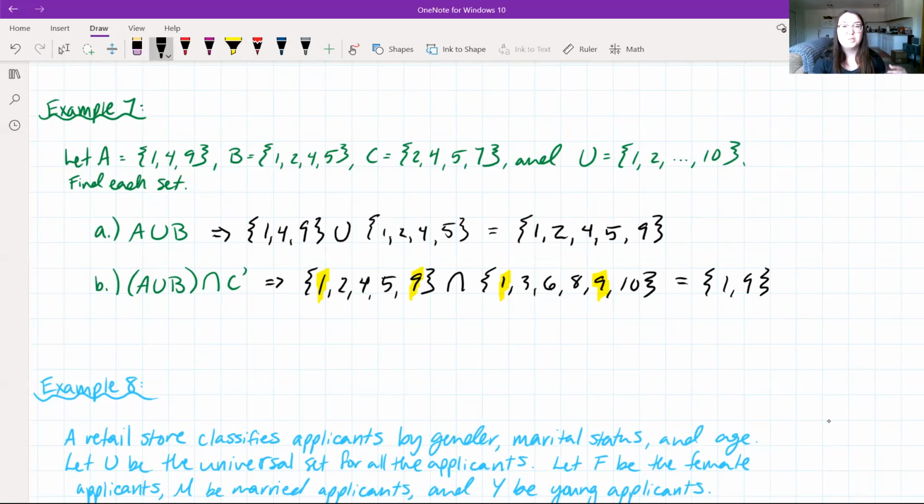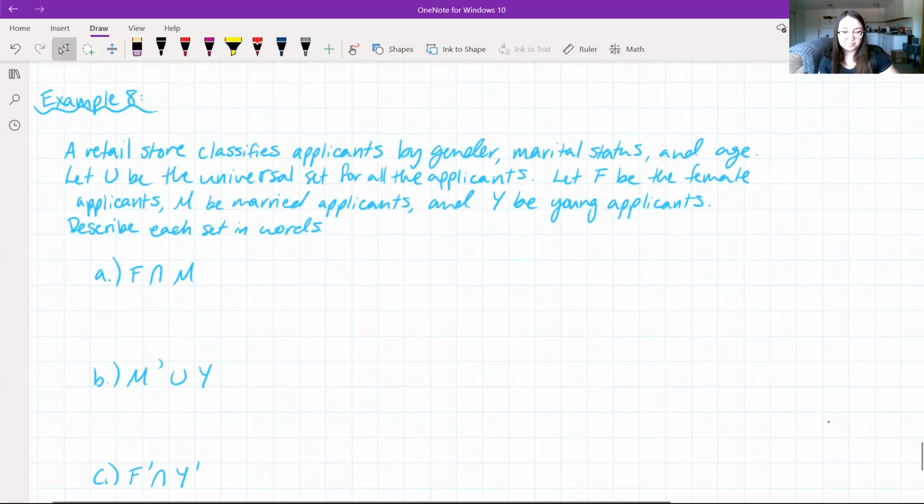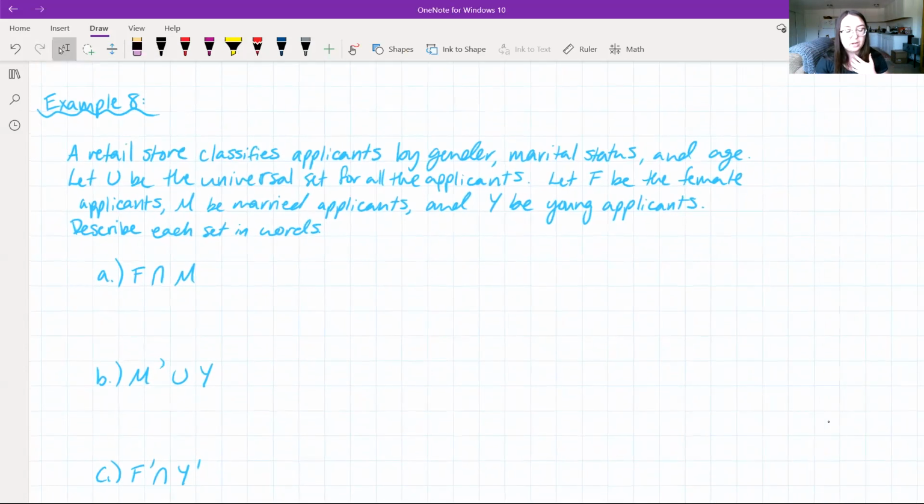So that is how you would do multiple operations at once. You follow the same kind of rules that you would normally follow in math. Then for our last example here, we can use all the things we've learned and put in practical applications to this. So let's do a more practical one.